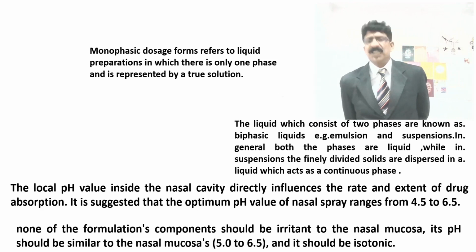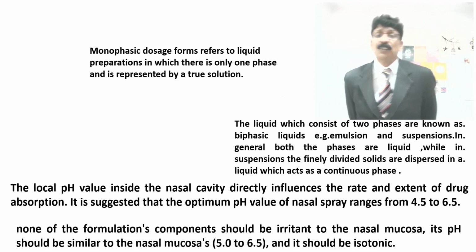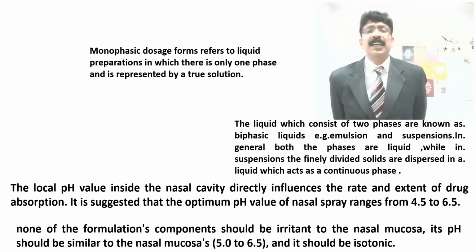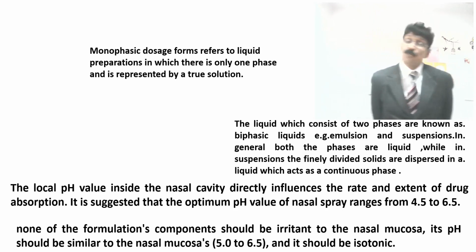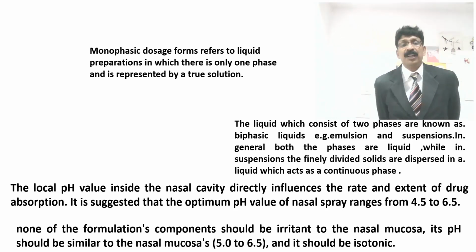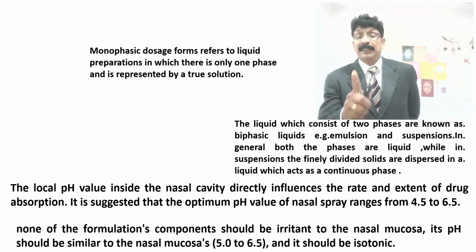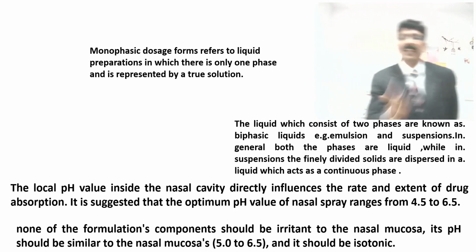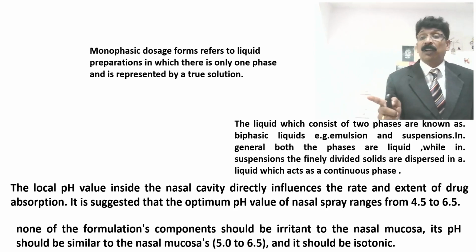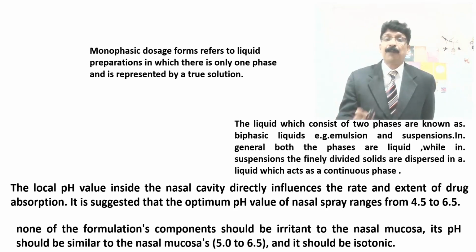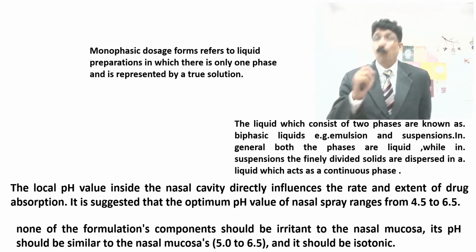Before we go for the next question, let us see what monophasic dosage forms are. They refer to liquid preparations in which there is only one phase, that is solution, represented by a true solution. This we have already read. And a preparation which consists of two phases is known as a biphasic liquid, for example emulsion and suspension. In suspension, finely divided solids are dispersed in a liquid continuous phase. But in emulsion, of two immiscible liquids, one is dispersed in the other.